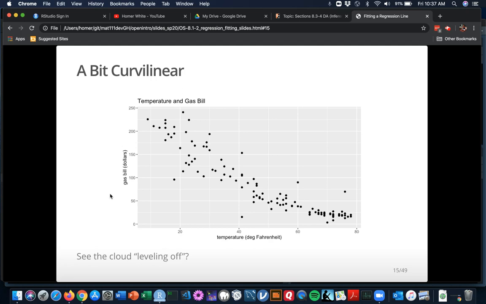Here's some real data where every point is a household during a billing period. On the x-axis is the average temperature in degrees Fahrenheit outside during that billing period, and on the y-axis is the gas bill for the household. What we see is that at higher temperatures, the gas bill was lower because they weren't having to use gas for heating and stuff like that. Now, the overall pattern is negative, but it's not negative linear because you can see a bit of curvature here and some flattening out at the end.